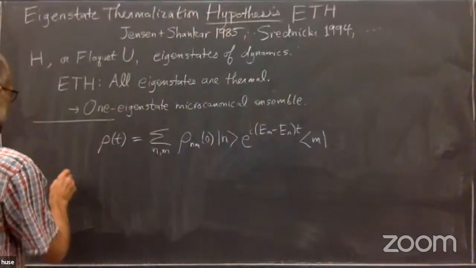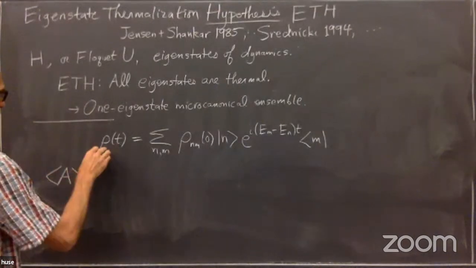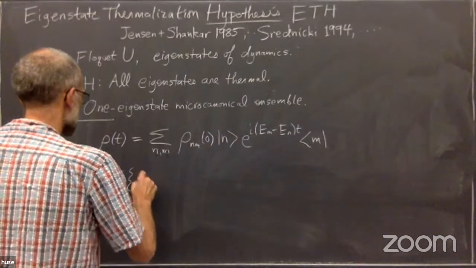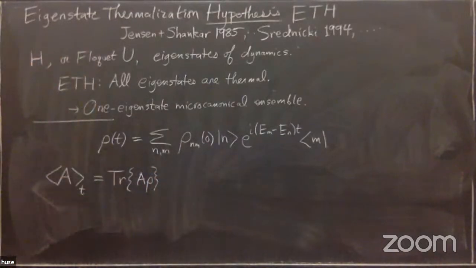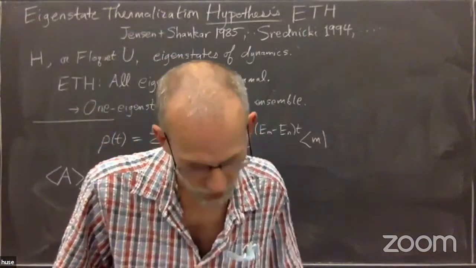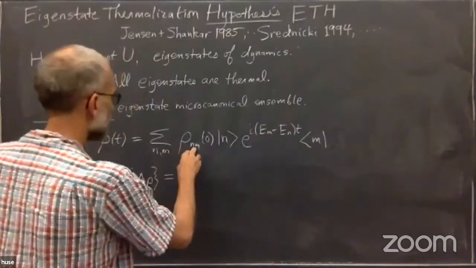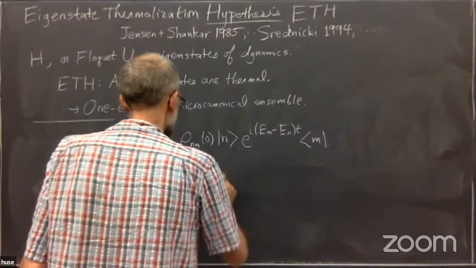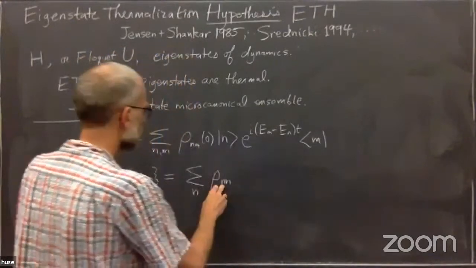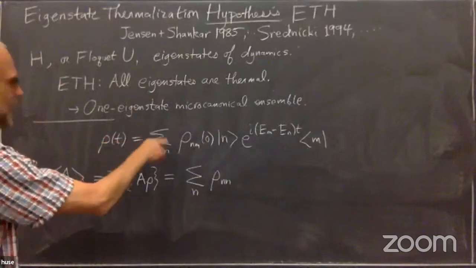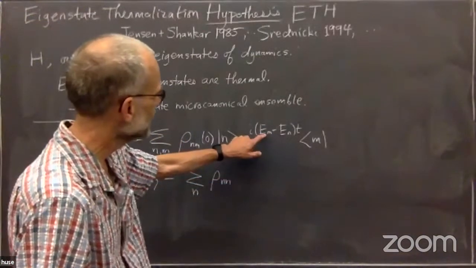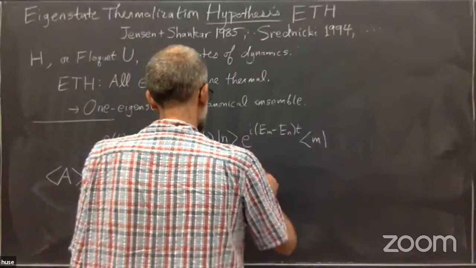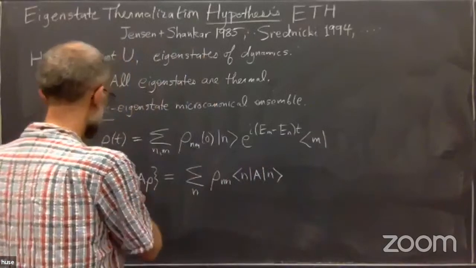So we're going to have some observable A, and we're going to look at its expectation value in this state at time t. And what's that? That's a trace of A times rho. That's how you get the expectation value. And if I write that out, that's got a part due to the diagonal elements of rho, which looks like this: sum over n, rho nn, which doesn't depend on time. The diagonal elements of the density matrix in the basis of the eigenstates are time independent, right? Because E n minus E n is zero. Okay, and then n A n, right? So this is the diagonal part.